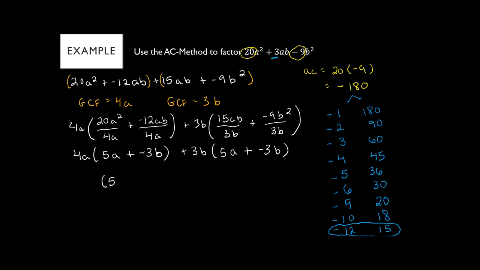That matches, so that's our first factor, 5a minus 3b. And then the second one is what's in front, 4a plus 3b. So you can use this even if you don't have only one variable. You can have two variables, and this still works.